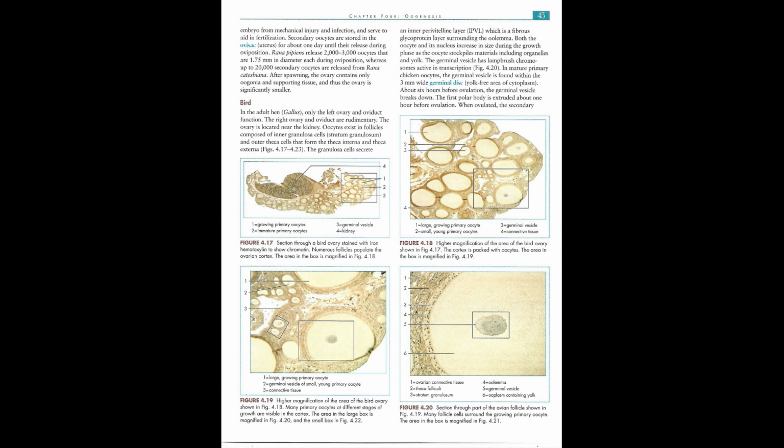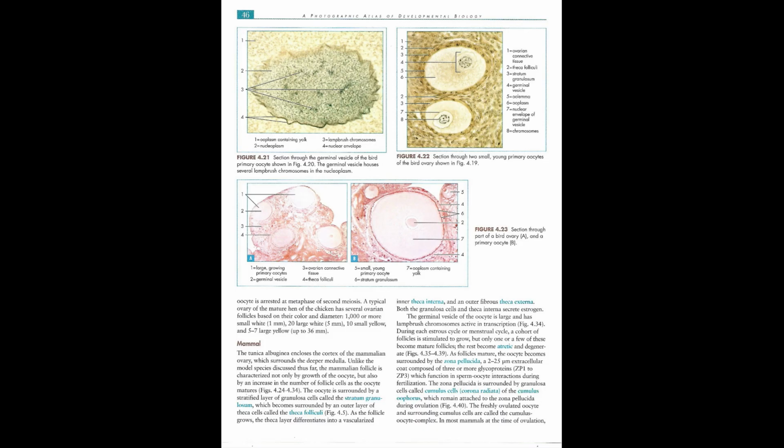In mature primary chicken oocytes, the germinal vesicle is found within the 3 mm wide germinal disc, a yolk-free area of cytoplasm. About 6 hours before ovulation, the germinal vesicle breaks down. The first polar body is extruded about 1 hour before ovulation. When ovulated, the secondary oocyte is arrested at metaphase of second meiosis.